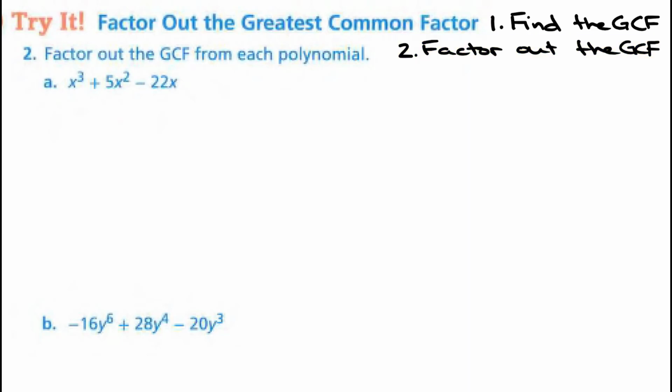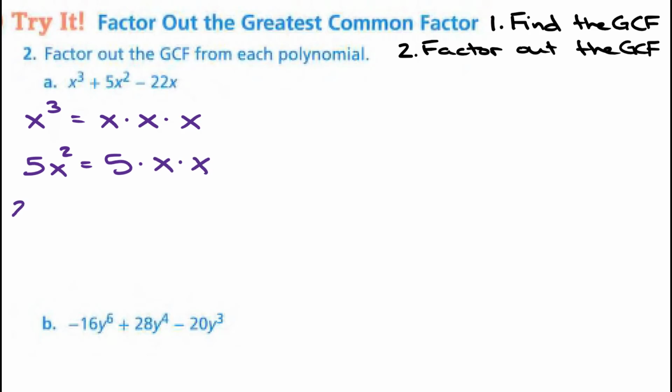In part A, we're going to set this up the same way. Some of you may do this in your head, and that's great. That's good for your brain. But when in doubt, write it out. We've got x cubed. We can write this as x times x times x. 5x squared, 5 times x times x. And then negative 22x. So it'd be negative 1, and then 22 is just 2 times 11, 2 times 11, and then times x.